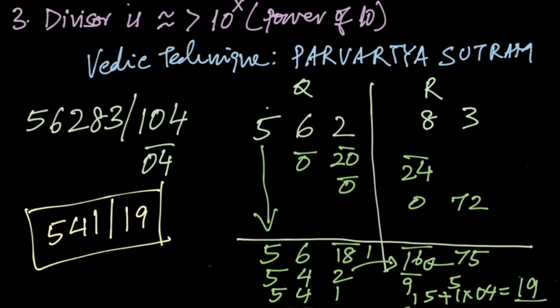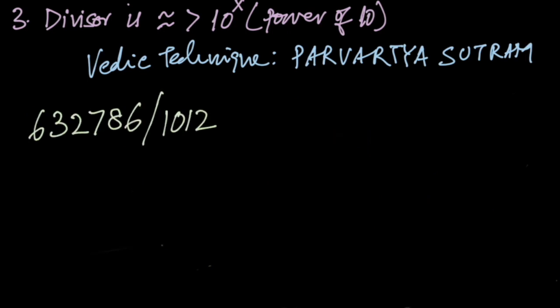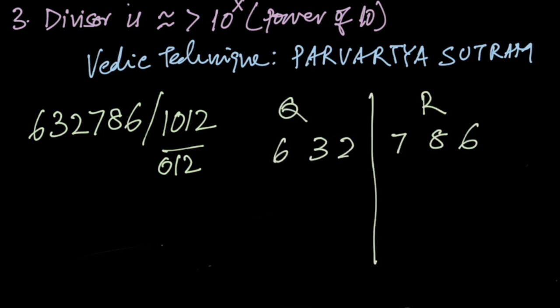Let's do one more example. So here 1012 is 12 more than 1000. So we put a bar over 12, and we have 3 digits for 12, so we have put 0 over here. And then we follow the same technique.